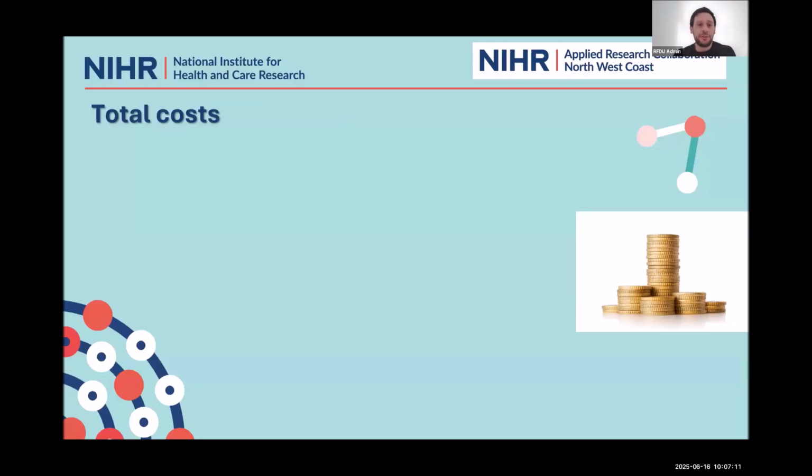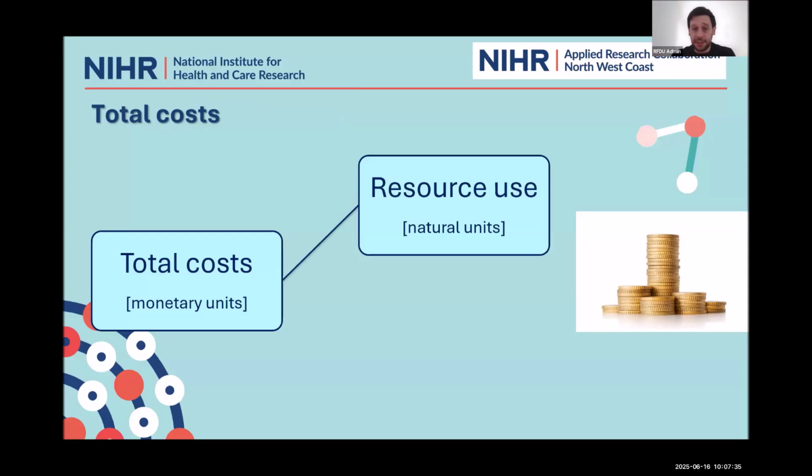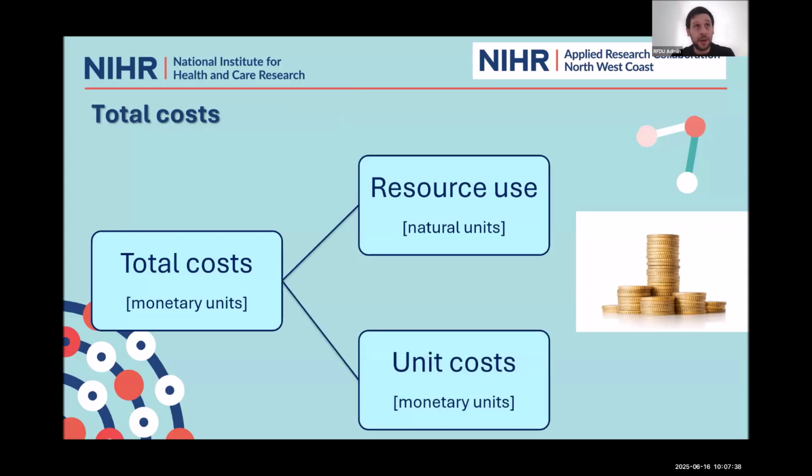So we start by introducing the concept of total costs. Total cost, as you might expect, is expressed in monetary units, and it represents the total amount of cost that is associated with a specific intervention, a specific alternative. And it is made out of 2 components. One is the resource use, and the other is unit cost. So when you look at your paper, you should be able to identify the 2 components related to total cost, resource use and unit cost.